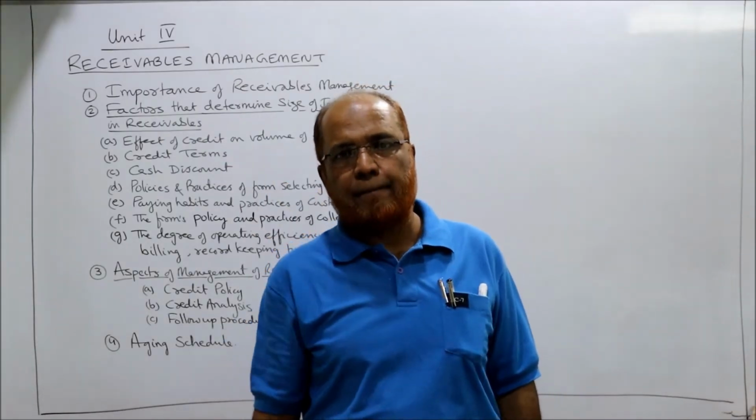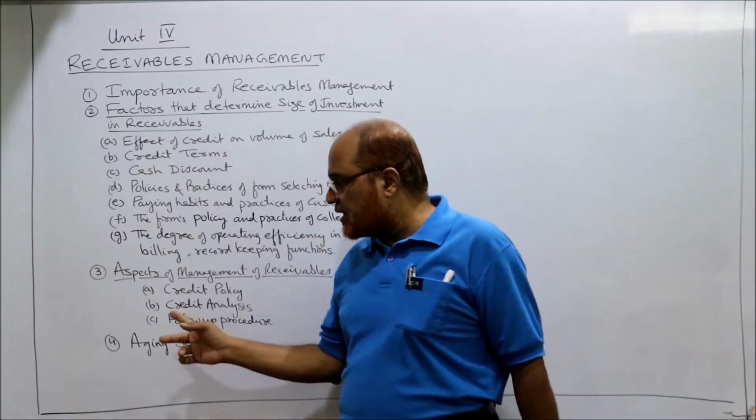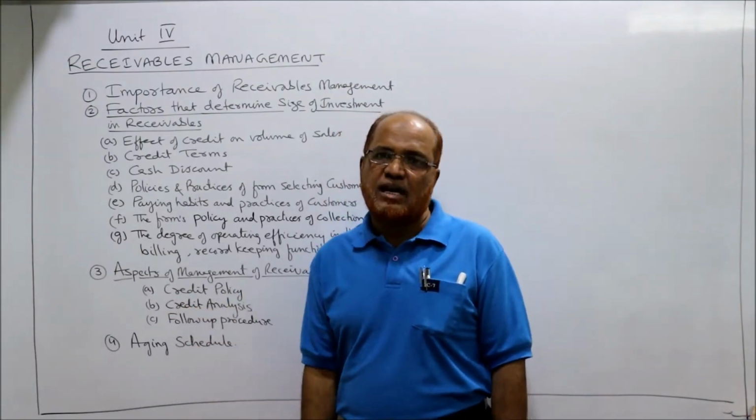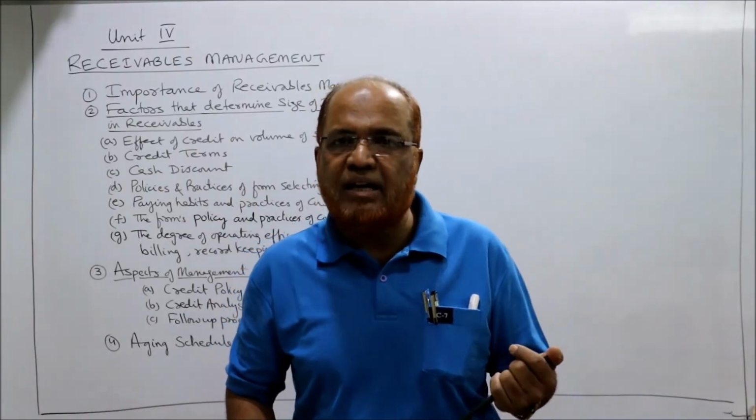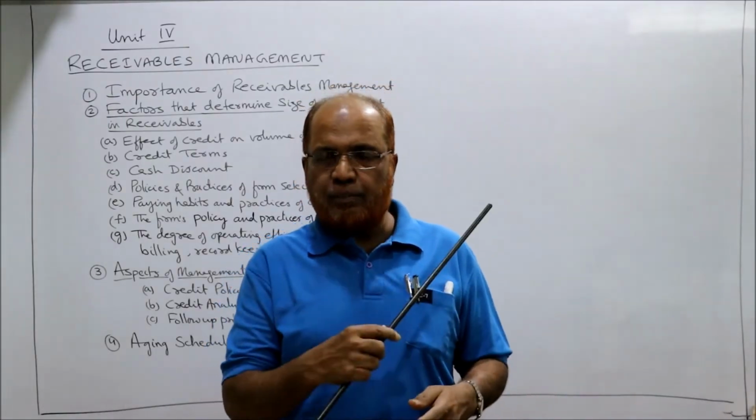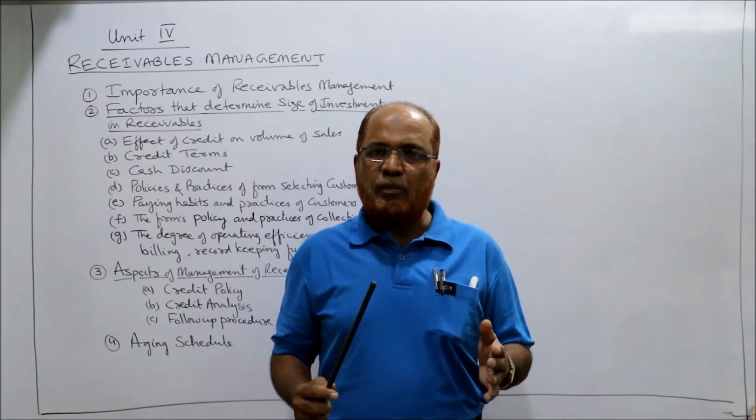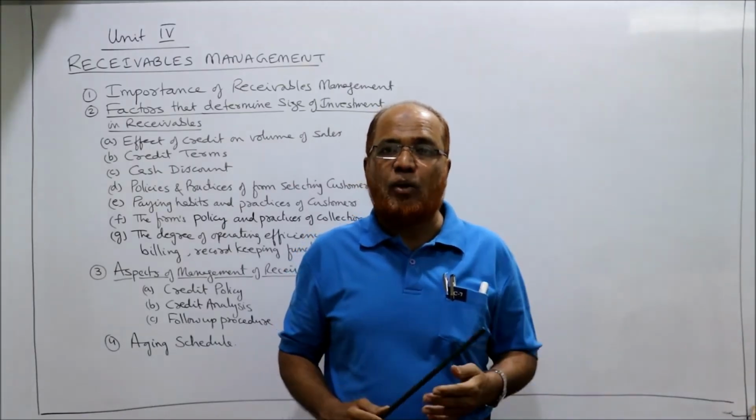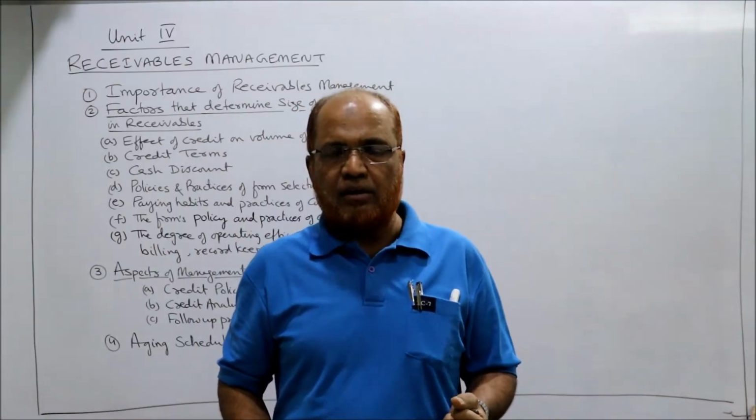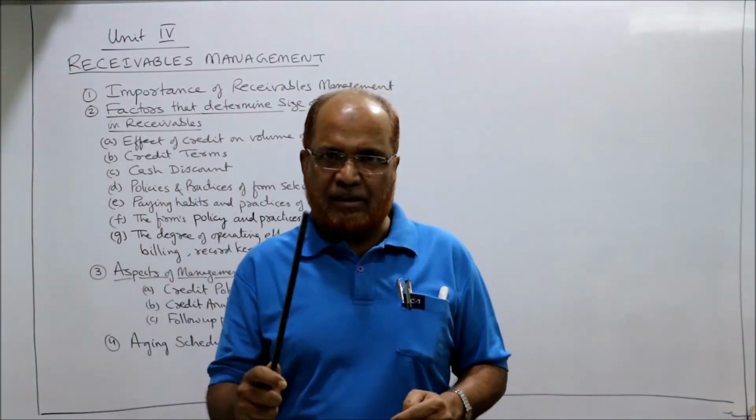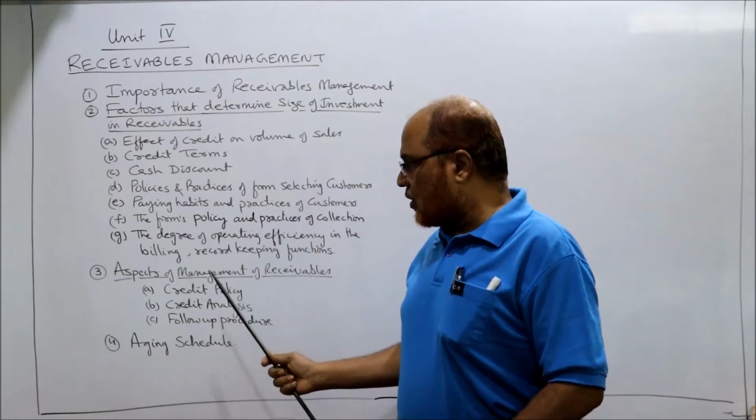giving less credit period. So how to fix the credit period? A policy has to be made by making a trade off between benefit and cost. अभी problems हम करेंगे. In these problems we will evaluate the credit policies in deciding how much credit period to be given by making a trade off between benefit and cost. That is called credit policy.